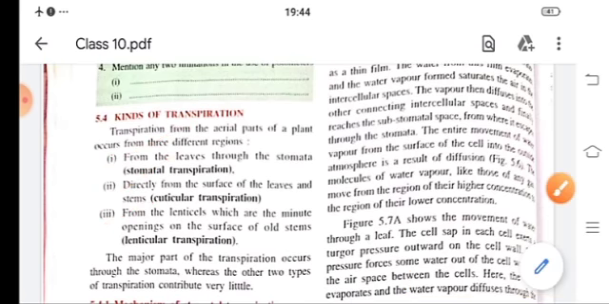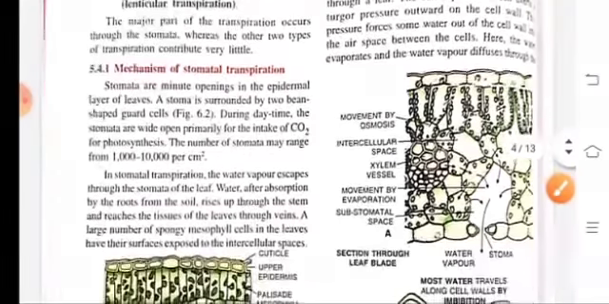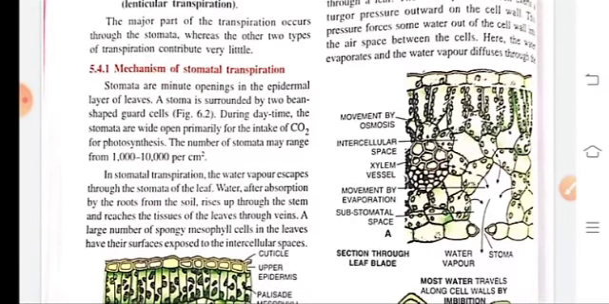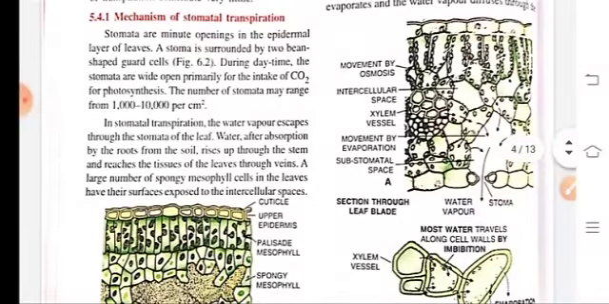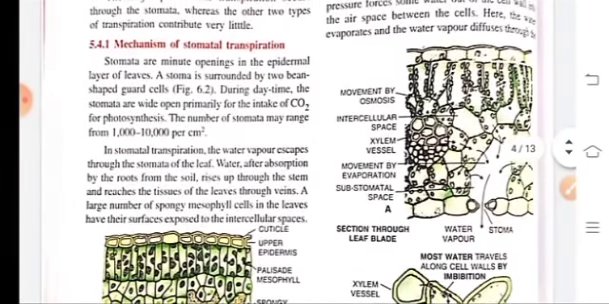Now the major portion of the water is transpired through the stomata. What are stomata? These are the minute openings which are present on the epidermal layer of the leaves. These stomata are surrounded by two bean-shaped structures known as guard cells, and during the daytime these stomata remain open for the intake of carbon dioxide for photosynthesis.